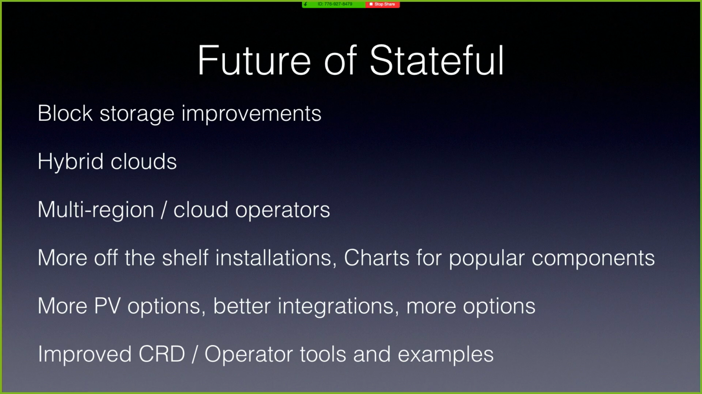Multi-region. I think we're going to have multi-region cloud operators where I can run essentially what Amazon gives you with RDS, with multi-region read capability or secondaries. It's going to be easier to get a more off-the-shelf installation. I think Cockroach is really setting the tone for a lot of these approaches. There's going to be more persistent volume options. There's Portworx, there's Rook, choose your own adventure on that. And then improved CRDs and operator tools and examples, because I think we're still really early in that.